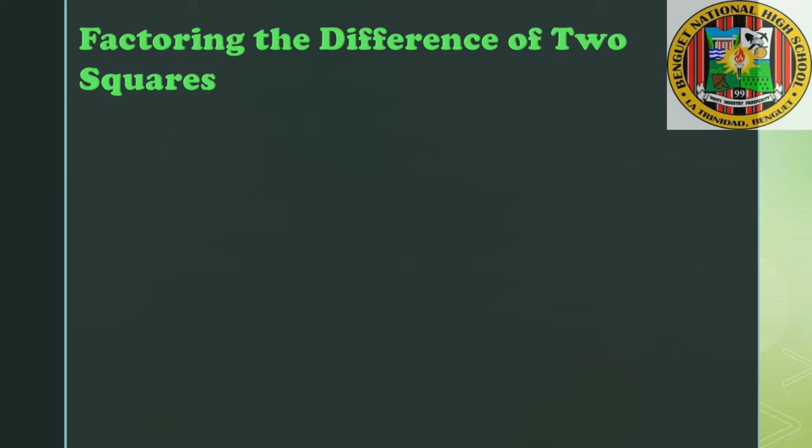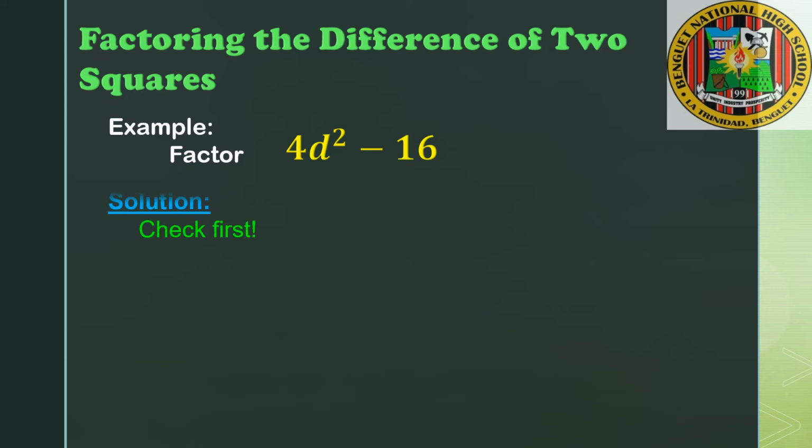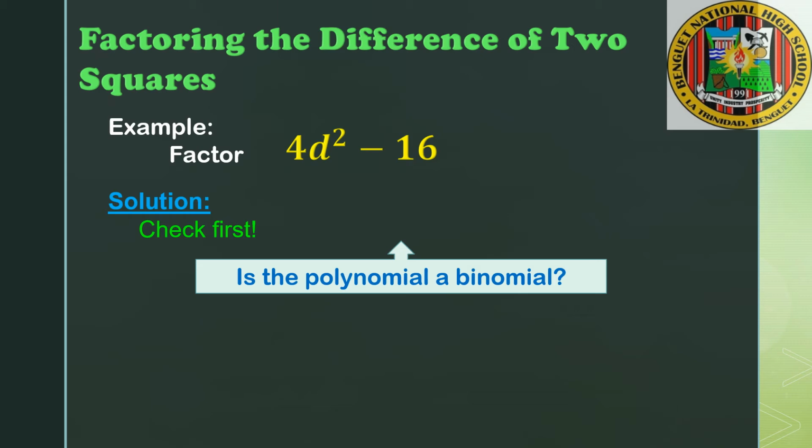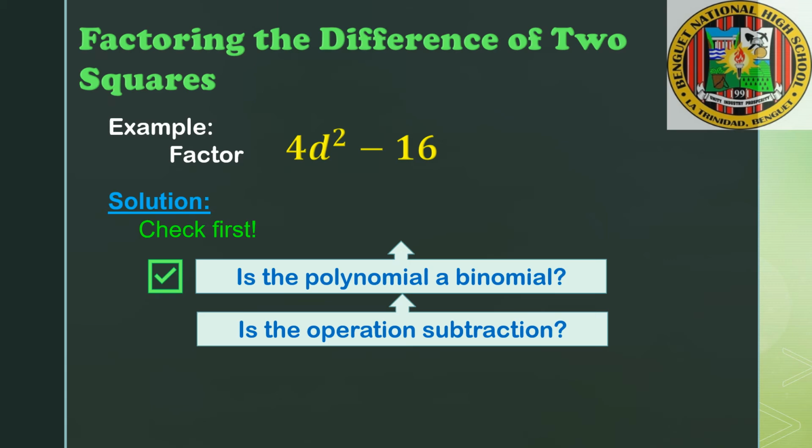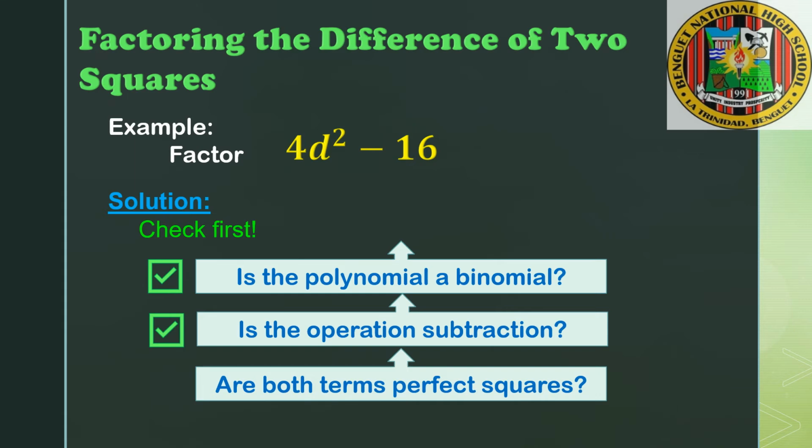Let's take a look at another example to further understand the process. Let's factor 4d squared minus 16. To begin solving, we have to check the binomial first if it is a difference of two squares. Remember that we cannot use the pattern if the binomial is not a difference of two squares. So first, is the polynomial a binomial? Check. Is the operation in the binomial subtraction? Check. And then finally, are both the terms perfect squares? Do a little bit of solving to check this.